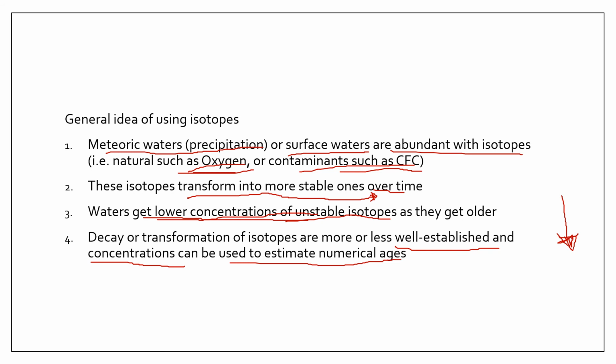So the idea is the decay of isotopes is more or less well known. I mean, we have a concept of half-life. Okay, half-life is the number of years it takes for a given isotope sample to decrease by 50%. So we know how fast it is decaying. So if we can take a sample from your old aquifer and compare its isotope concentrations to your surface water, we will be able to know how much time has passed, and we can determine the age of that water.